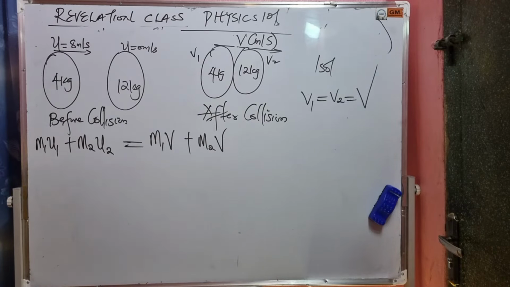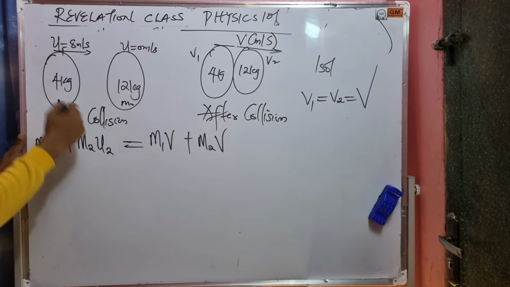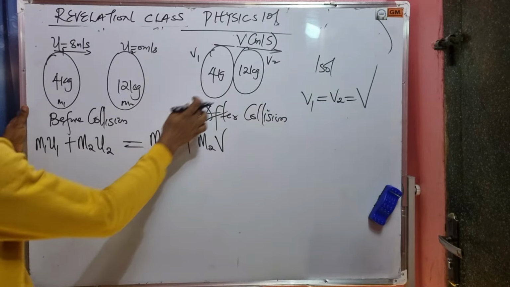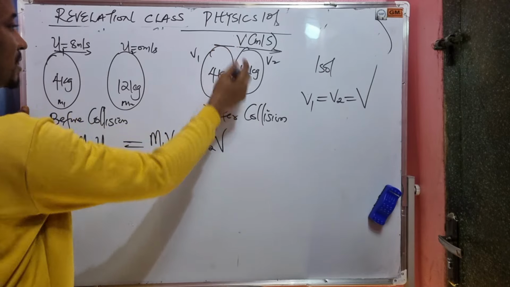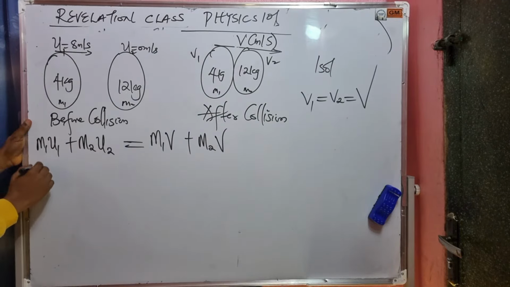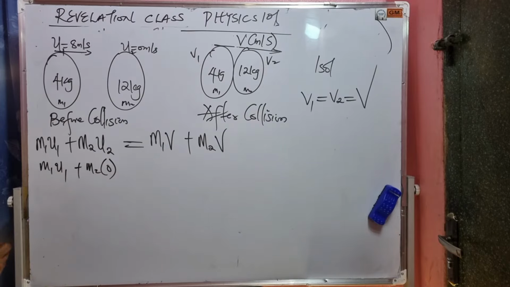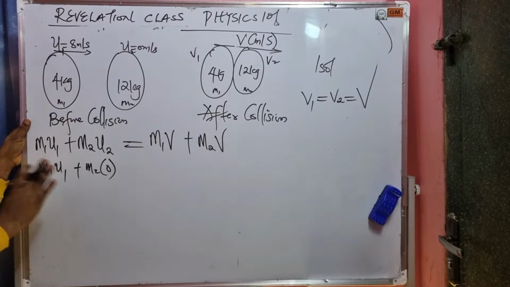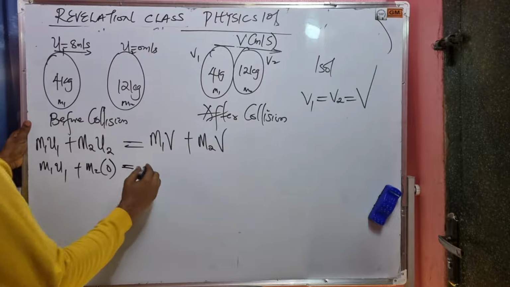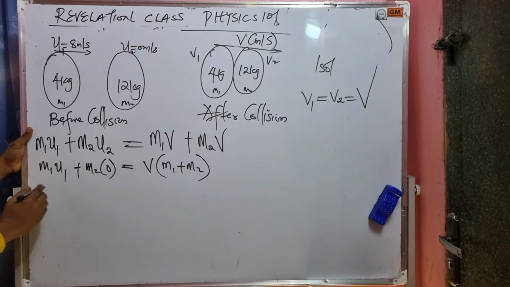But for this one, we have M1 U1. This is my M1, right? This is our M2. M1 U1 plus M2 U2. Is that clear? Equals M1 V plus M2 V. All right? Now let's go. Here will give us M1 U1 plus M2 times 0. Why do we say U2 is 0? Because this body is stationary, it's not moving. So there's no speed given to this. Equals, between this, what is common is V. We're going to have here M1 plus M2. So we are left with what?